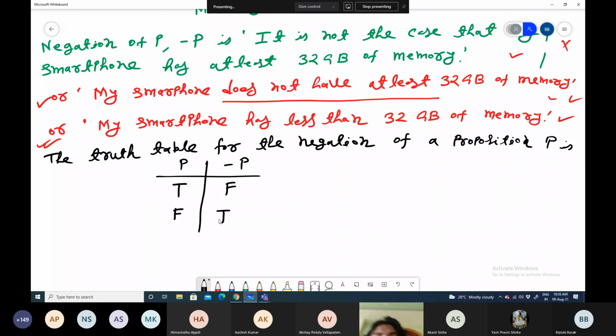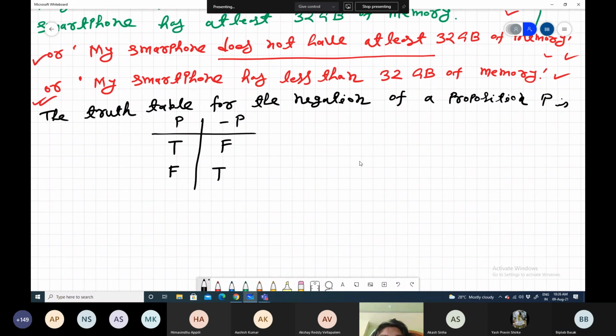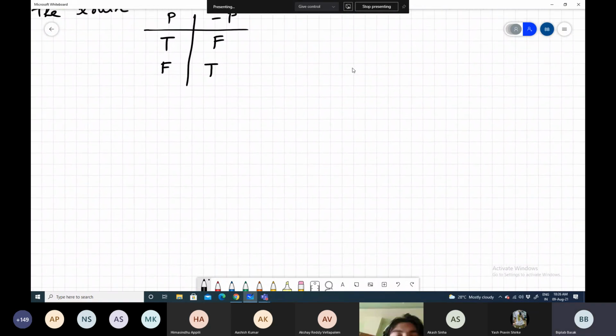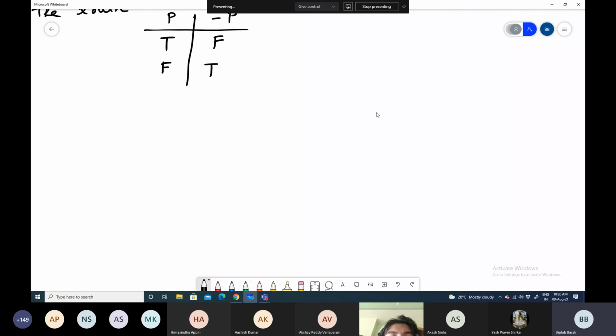Okay, so similarly, we define some more terms. So this is negation, and now we will define conjunction. This is just the AND of two statements. In terms of logic, we call it conjunction.